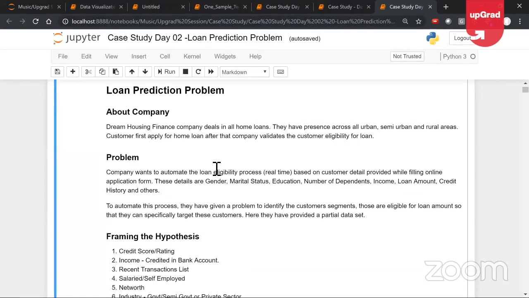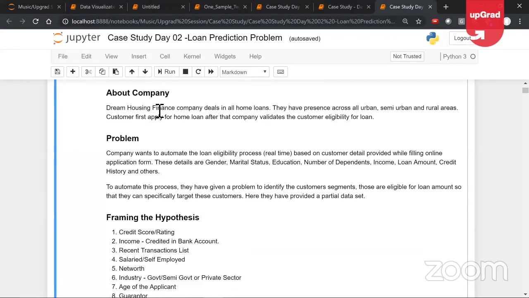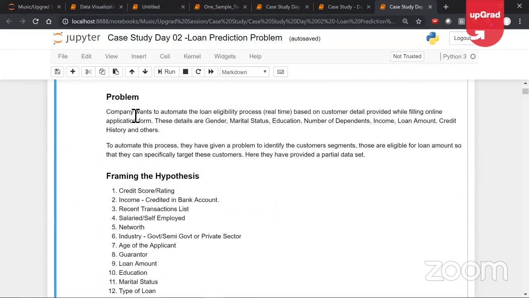So as you can see, just to go over the problem statement, Dream Housing Finance Company deals in home loans. They have presence across all urban, semi-urban, and rural areas, and customers apply for a home loan. Based on that, the company wants to automate the loan eligibility process. If you look at how it is done nowadays, most of it, especially in India, I think a lot of paperwork is involved.